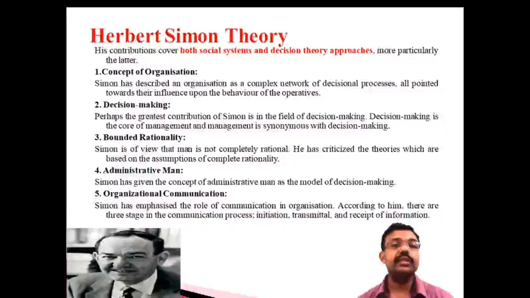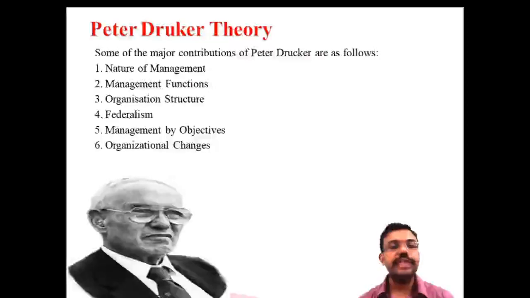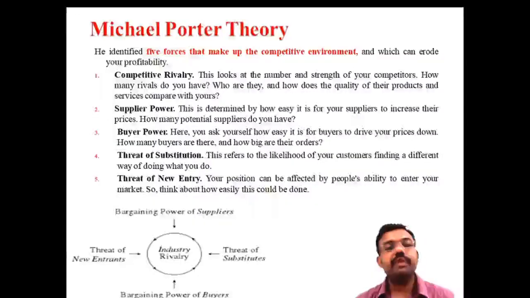After that, Herbert Simon suggested 5 important principles: the concept of organization, decision making, bounded rationality, administrative and organizational communications. Then Lyndall Urwick's contribution, 8 important principles, very similar to Henri Fayol's 14 principles: scalar chain, span of control, division of work, coordination, and management by objectives. These are the important contributions made by Urwick. Now Peter Drucker's contributions: the nature of management functions, organization structure, federalism, management by objectives, and organizational change. And Michael Porter's 5 important forces: competitive rivalry, supplier power, buyer power, threat of substitution, and threat of new entry.